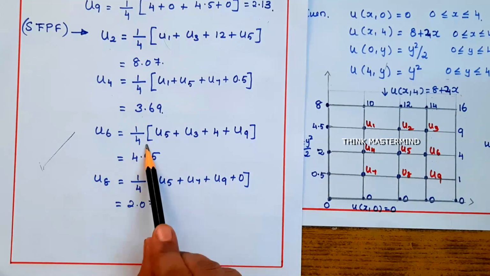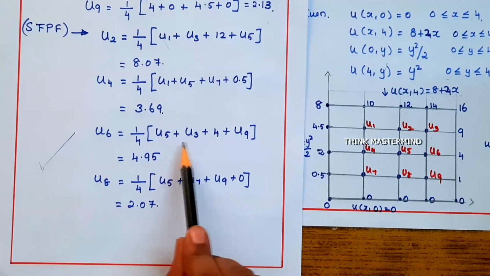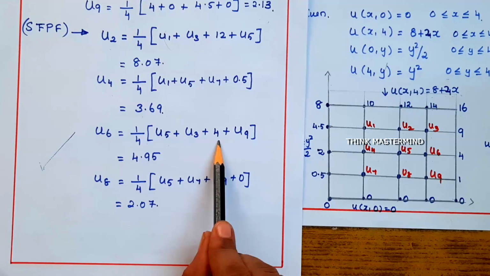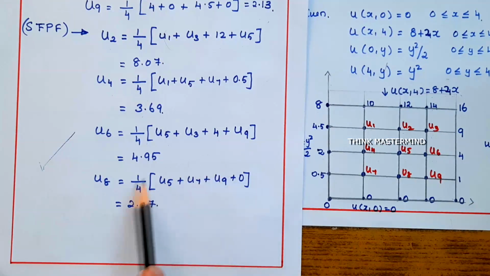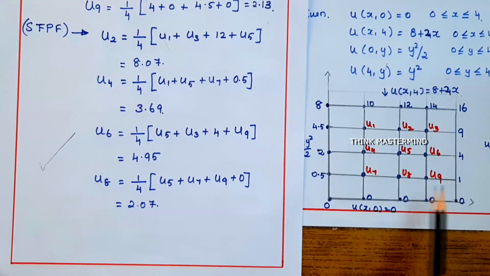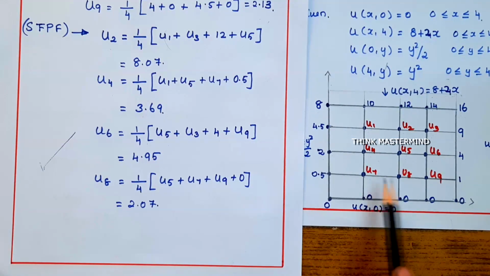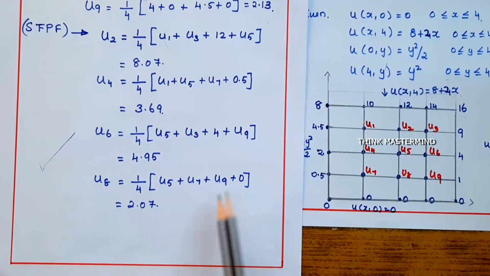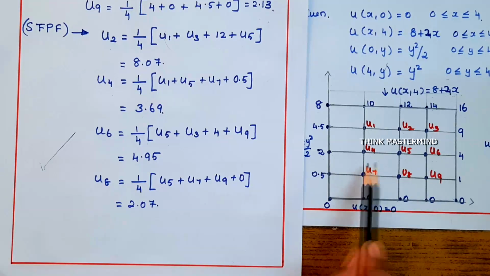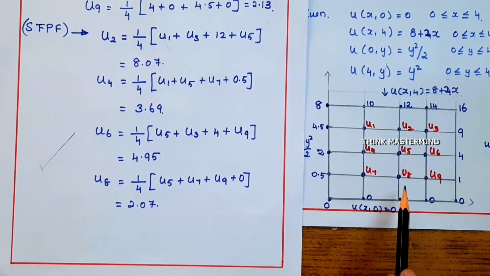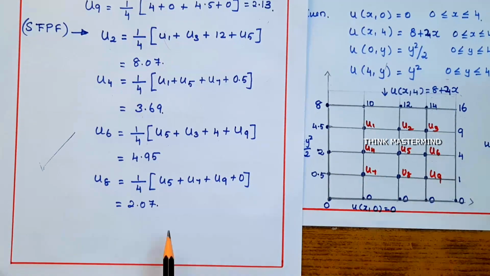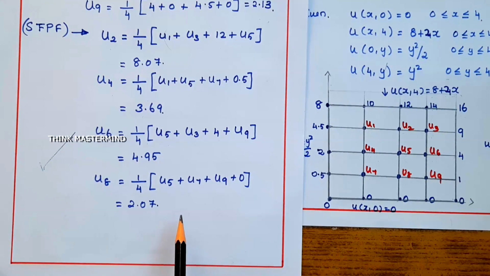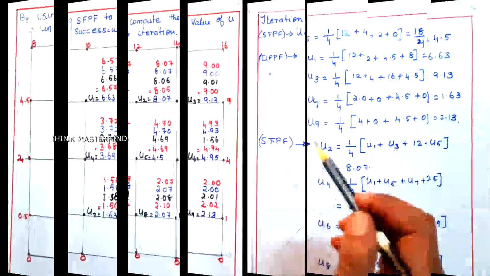u6 is equal to 1 by 4 times of u5 plus u3 plus 4 plus u9. Similarly, u8 is equal to u5 plus u7 plus u9 plus 0, that is 2.07. So these are the initial values of u1, u2, u3, u4, u5, u6, u7, u8, u9. Hereafter we are using only the standard 5-point formula to find the convergence value of u.